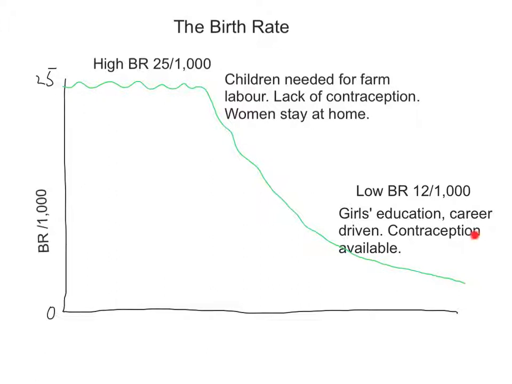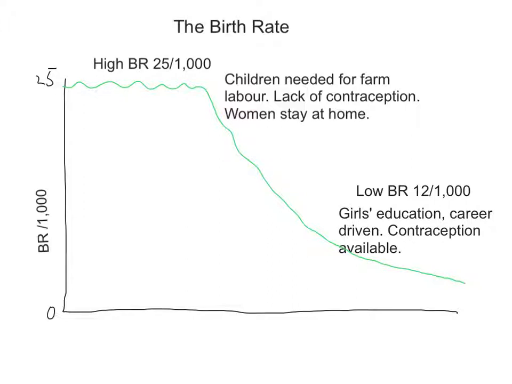Similarly, contraception may be more available in a society, perhaps because the healthcare system is able to provide it for free or able to distribute it more widely. In some countries, the birth rate is so low, at stage 5 over here, that it's actually below the death rate, so the population is actually shrinking.